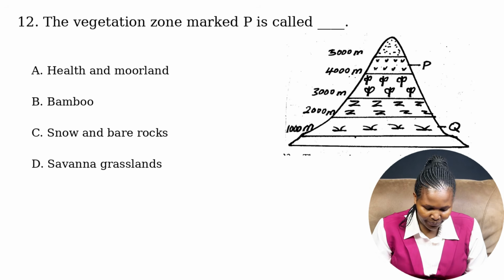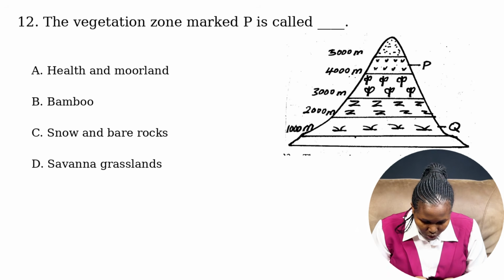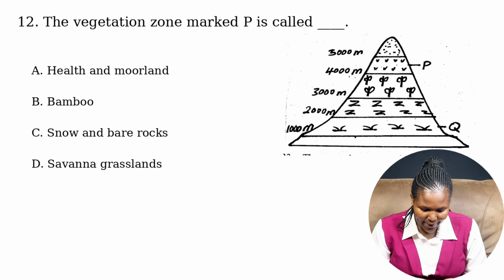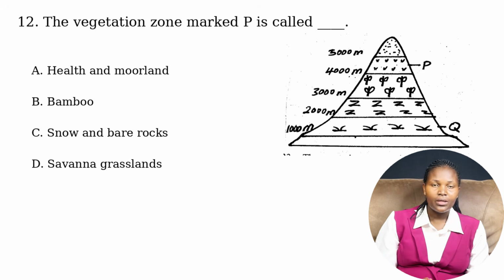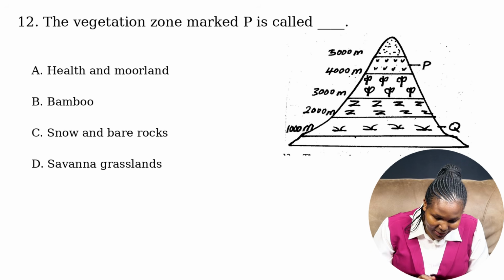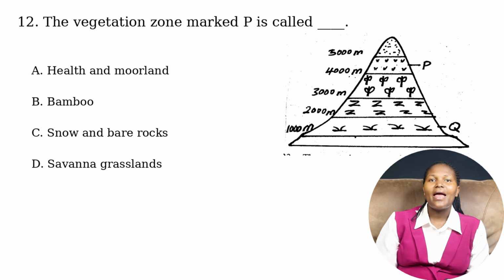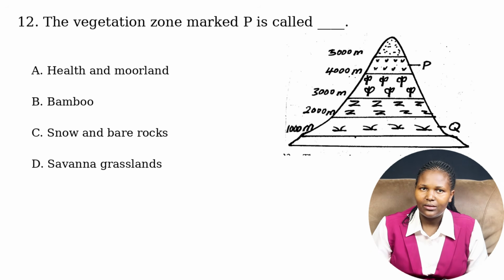Question 12. In question 12, we are told to use the mountain vegetation below to answer the questions. And we have that vegetation which has markings Q and P. Then we are asked the vegetation zone marked P is called. Now, that vegetation marked P is called a heath and moorland.